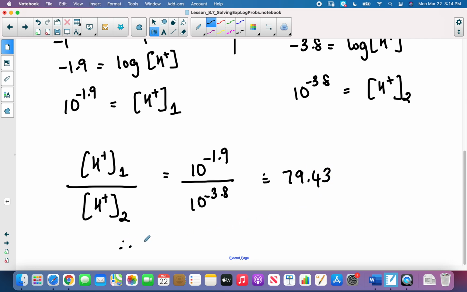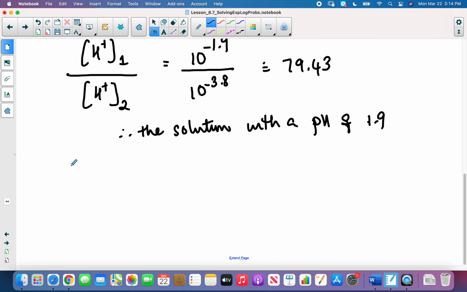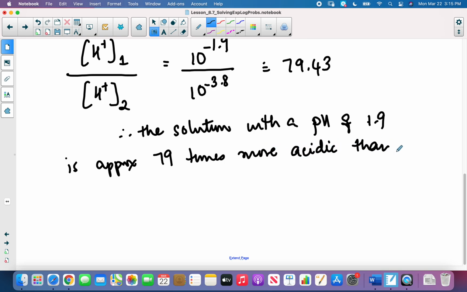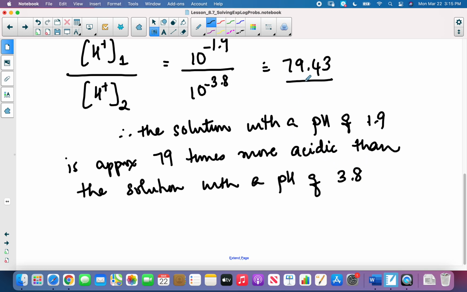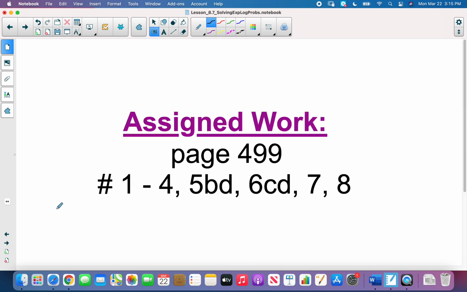So therefore, the solution with a pH of 1.9 is approximately 79 times more acidic than the solution with a pH of 3.8. Okay. You can now practice questions.